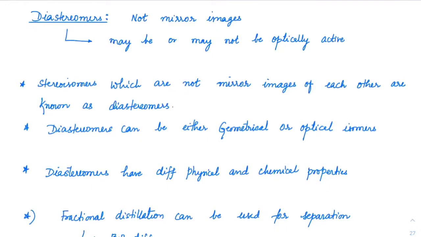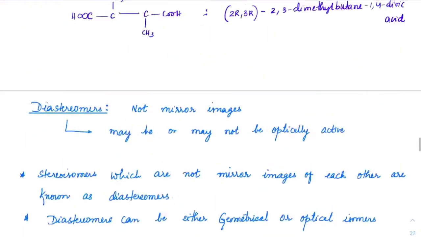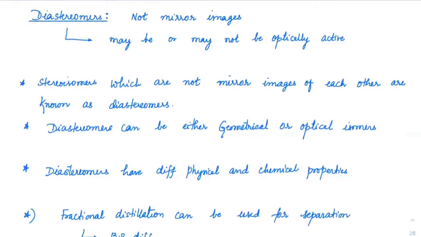By definition, first I'll just explain what all the terms are, then we'll directly get into the problems. First thing, the minute you think of diastereomers, one thing that should come to your mind is they are not mirror images, and they may be optically active or optically inactive also. Next, if they are not mirror images of each other and they are in fact stereoisomers, then we call them diastereomers. Now, diastereomers can be geometrical and optical also.